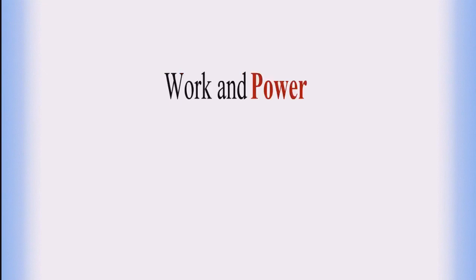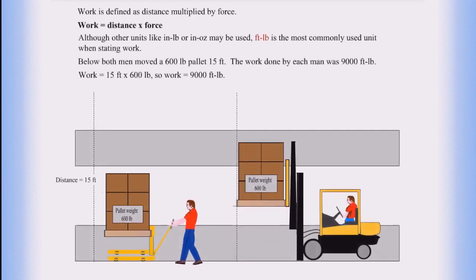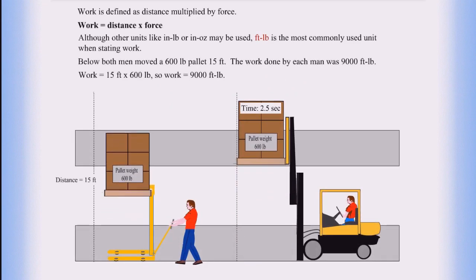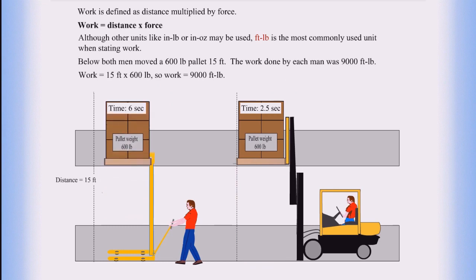Work and power. Work is defined as distance multiplied by force. Although other units like inch-pound or inch-ounce may be used, foot-pound is the most commonly used unit when stating work. In the example below, both men moved a 600-pound pallet 15 feet. The work done by each man was 9,000 foot-pounds. Work equals 15 feet times 600 pounds, so work equals 9,000 foot-pounds.